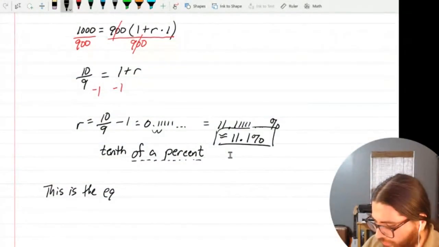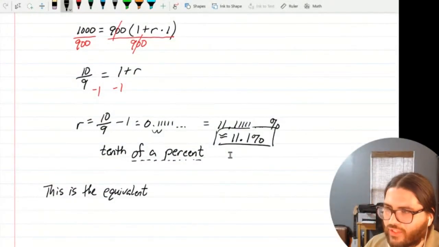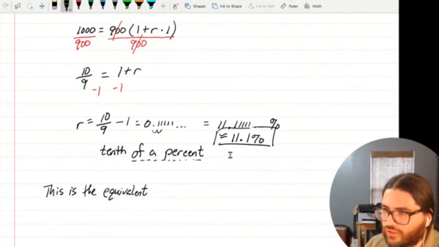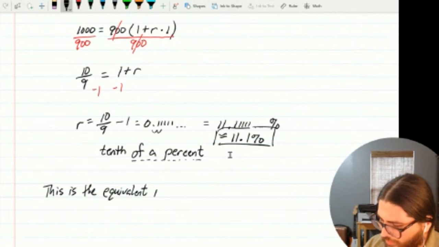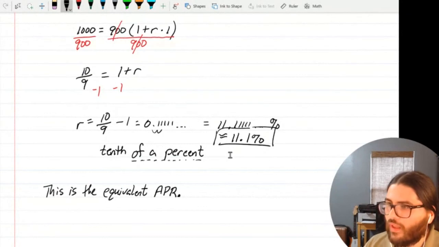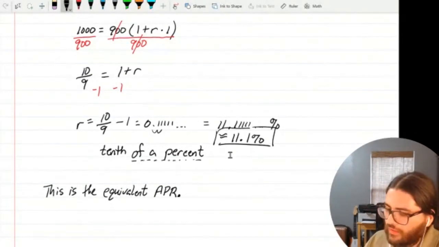And I have to say equivalent because a bond isn't actually a bank account. It doesn't actually have an interest rate on it. This is the equivalent APR, but that was wholly dependent on how much money I paid for it.